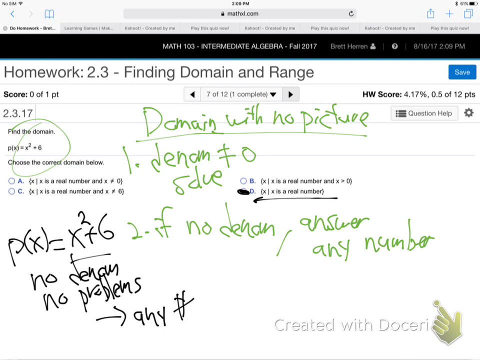If it doesn't have a denominator, then it's got no trouble spots. Does that make sense? We're just looking for trouble spots, and the only thing that could cause a problem is if there's a denominator, and if so, you've got to make sure that denominator doesn't become 0, because that's meaningless. If it's got no denominator, it's got no problem. It's any real number.